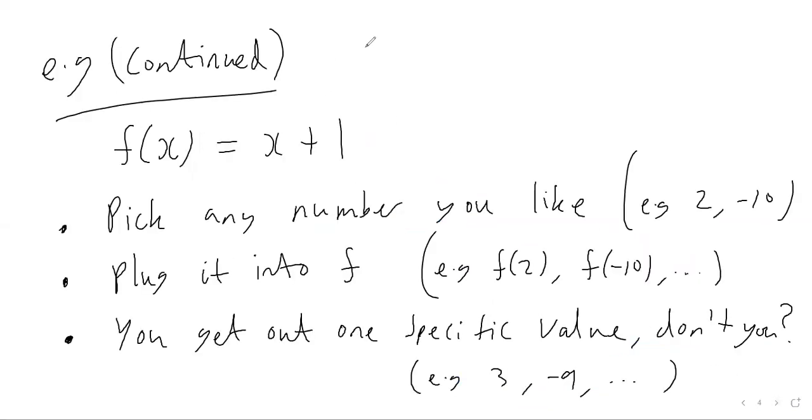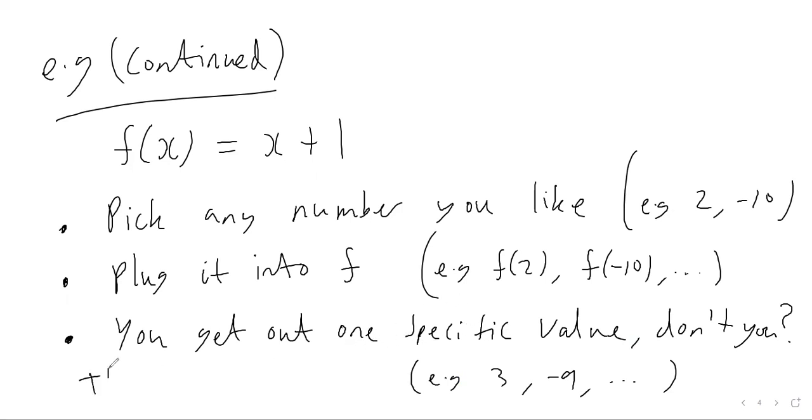Okay, so let's look at this example. So let's pick any number, any real number x. So it could be 2, minus 10, 100, whatever you like. Then you're going to plug it into f. So you're going to plug the number into the function. You get f of 2, f of minus 10, and so on and so on. Now, you get one specific value, don't you? So you plug in 2 into f, you get 2 plus 1, you get 3. So 3 down here. If you plug in minus 10 there, minus 10 plus 1, you get minus 9 there. Okay, so basically, we plug in the number and we get one specific value out.